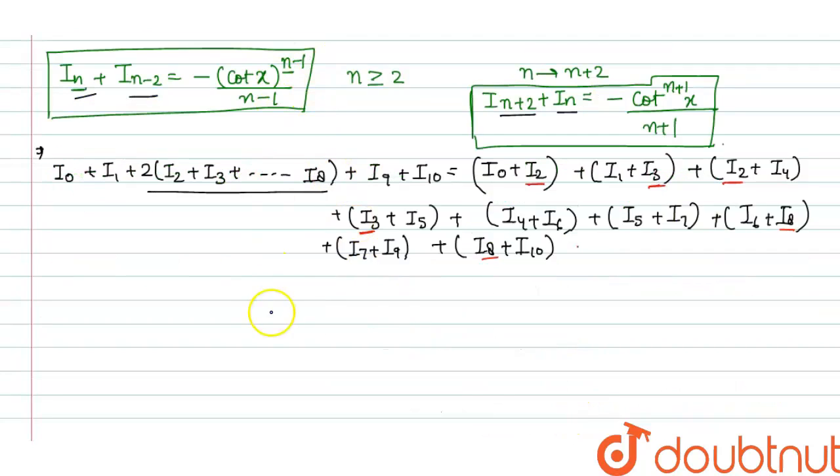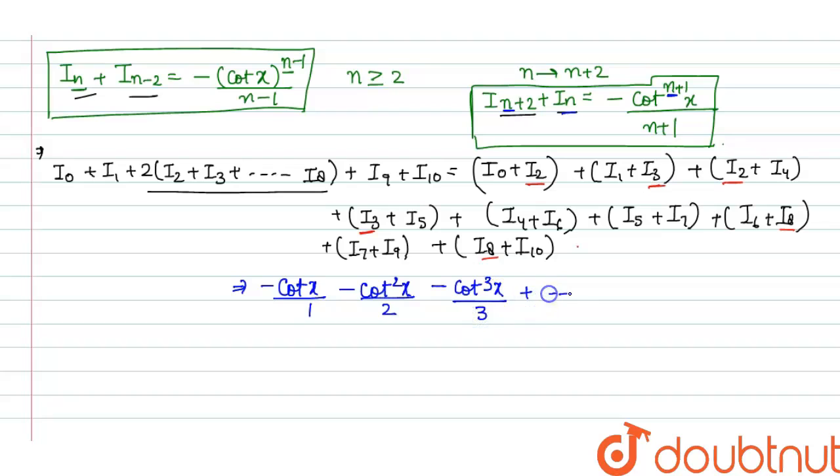Now we have to solve this. Firstly I will put these values. So in I0 plus I2, when I put the value of n as 0 in this equation, and here also I have to put the value of n, I get minus cot x upon 1. Next value, minus cot square x upon 2, because when I put 0, n plus 1 means 1. Now I have to put the value of n as 2. So the answer will be minus cot cube x upon 3.